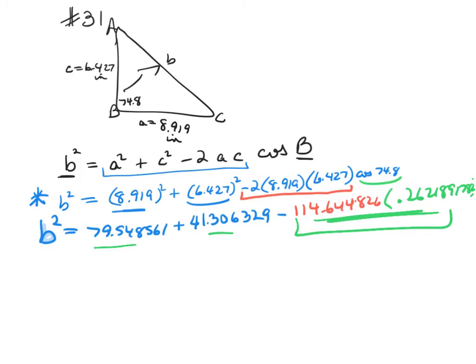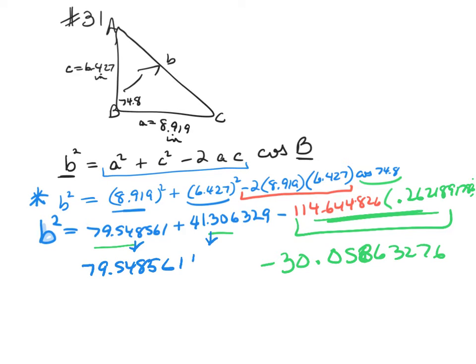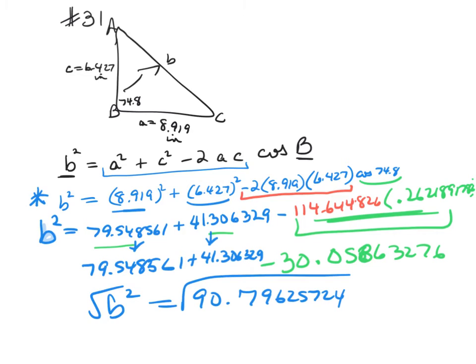And this gives me negative 30.058663276. I'm going to add it to these two numbers. I'm just going to rewrite these two. So let me go ahead and add 79.548561 plus 41.0363329. And this gives me b squared is equal to 90.79625724. I need to square root both sides.